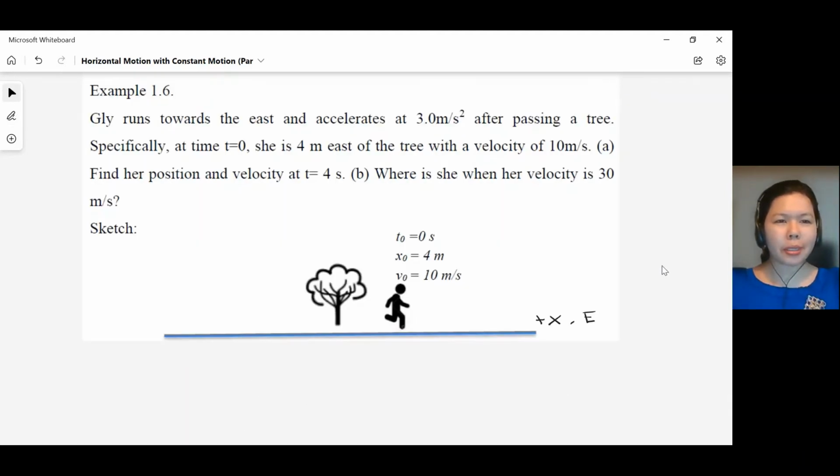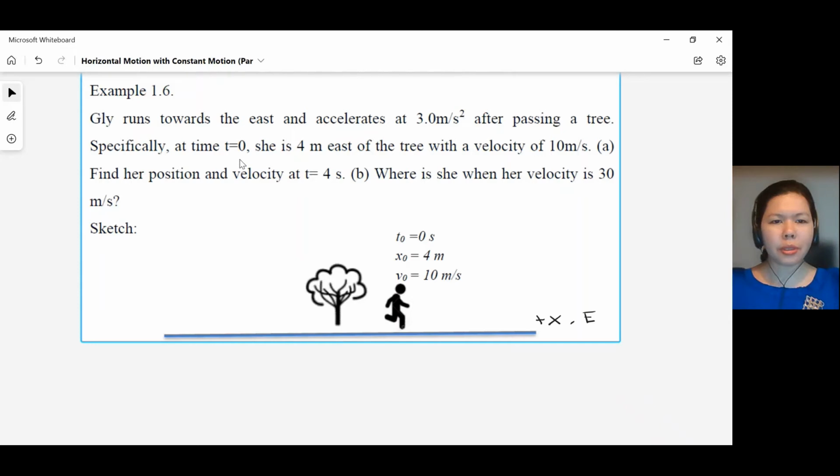Example 1.6. Glai runs towards the east and accelerates at 3 meters per second squared after passing a tree. Specifically, at time t equals 0, she is 4 meters east of the tree with a velocity of 10 meters per second. Letter A, find her position and velocity at t equals 4 seconds. And letter B, where is she when her velocity is 30 meters per second?